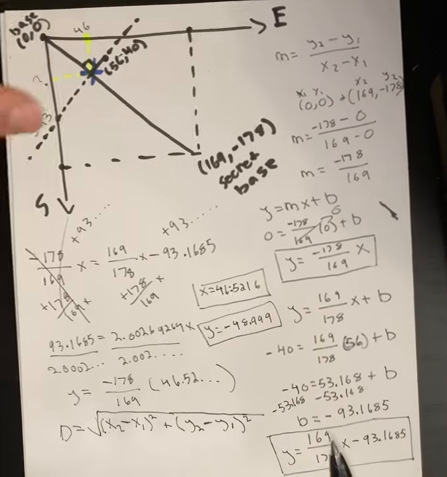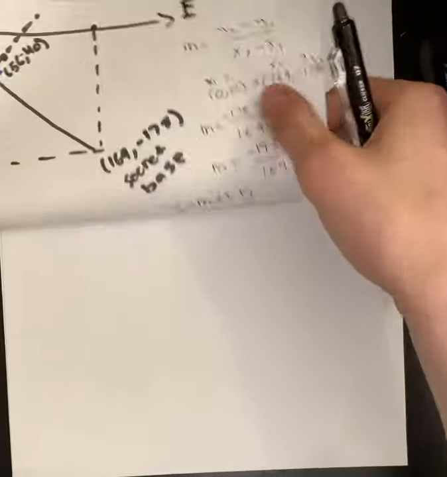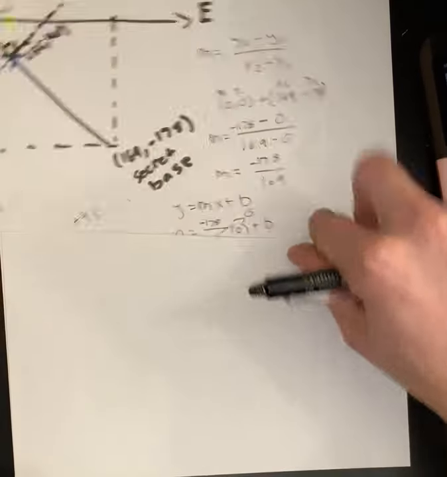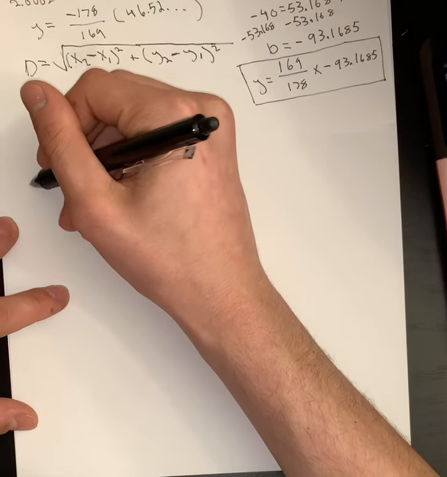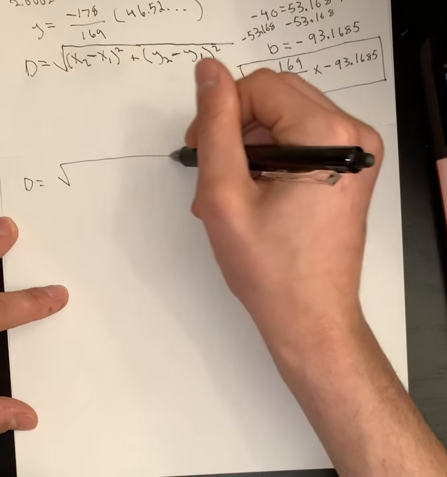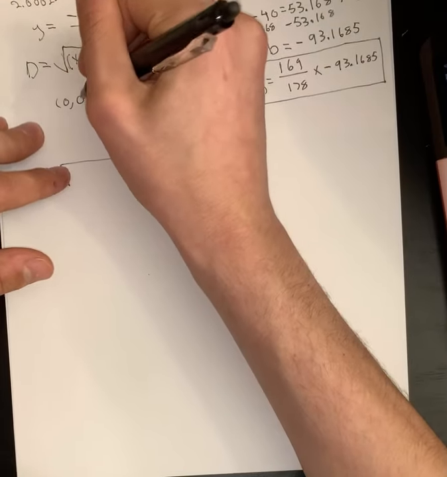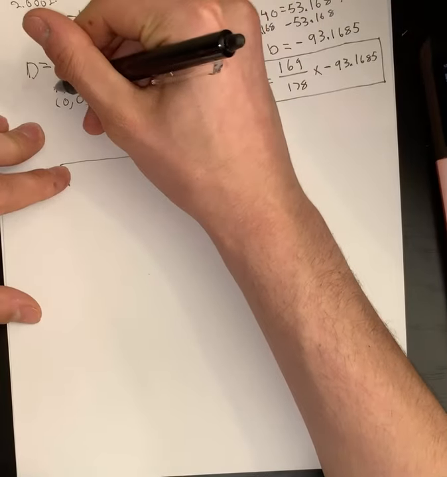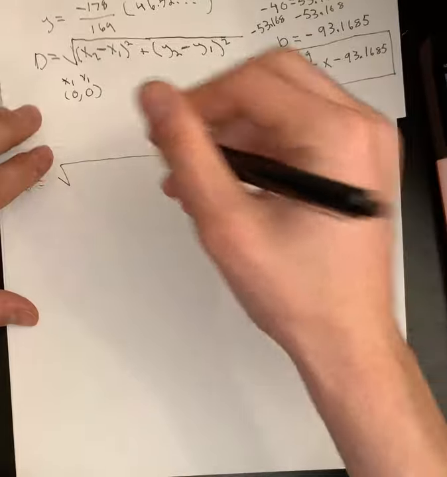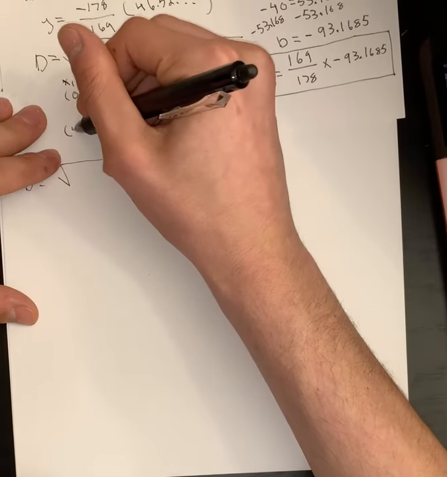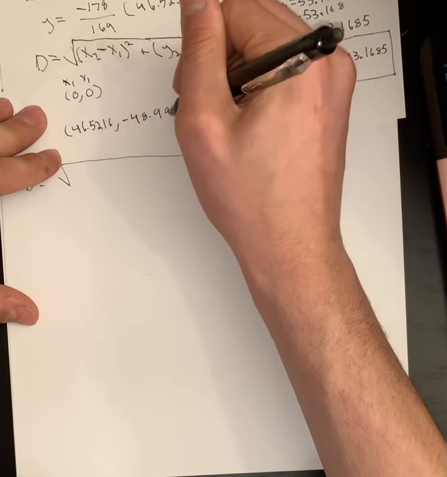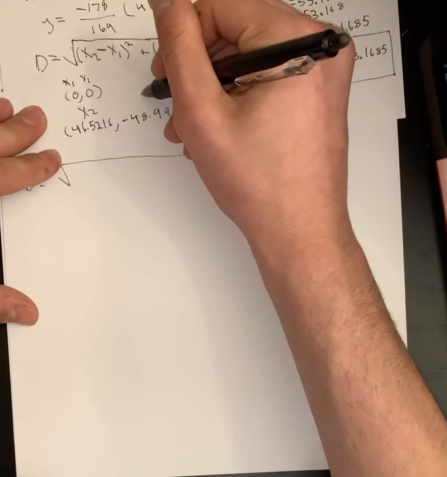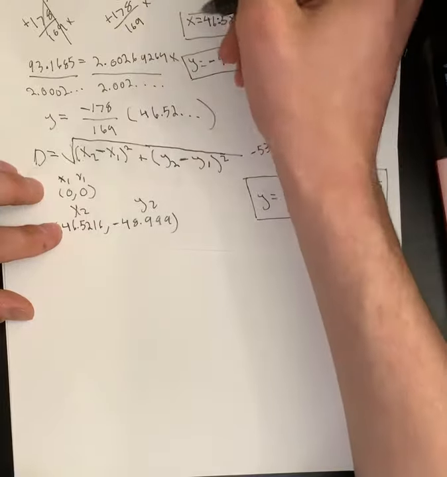So I'm going to switch to a different piece of paper real quick. So we have to solve for the distance here. So we said we're going to use our x1 of 0, our y1 of 0. Okay. And then 46.5216 and negative 48.999 for our x2 and y2 that we found here.